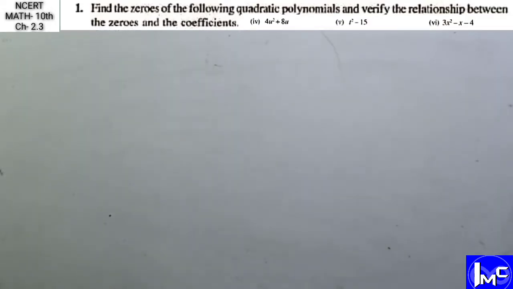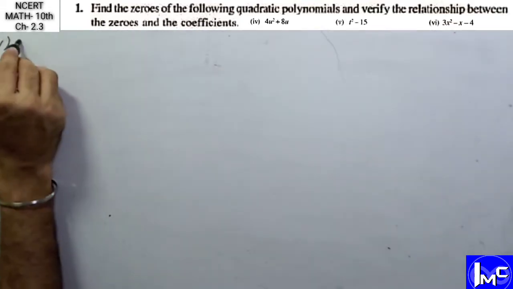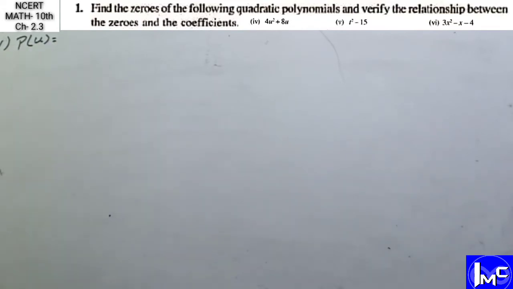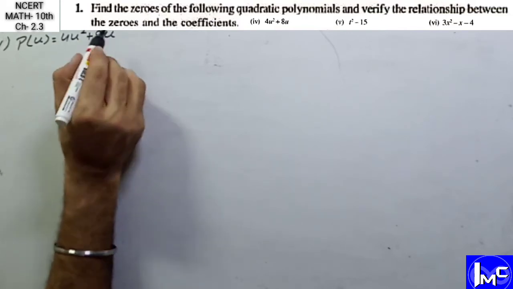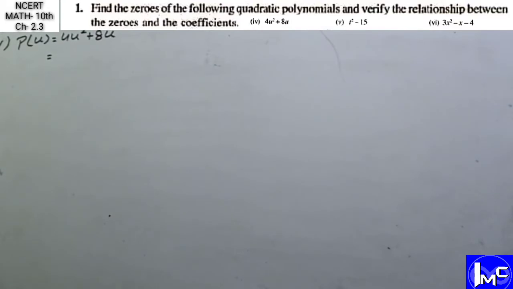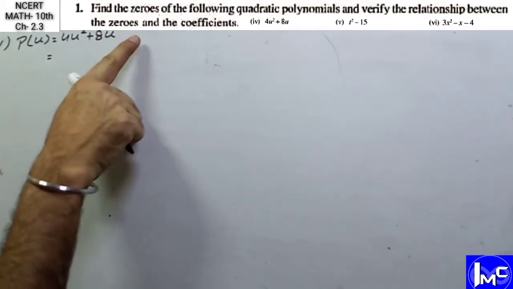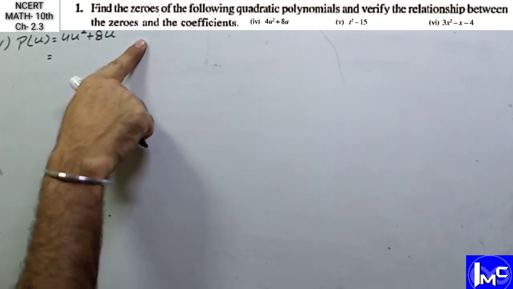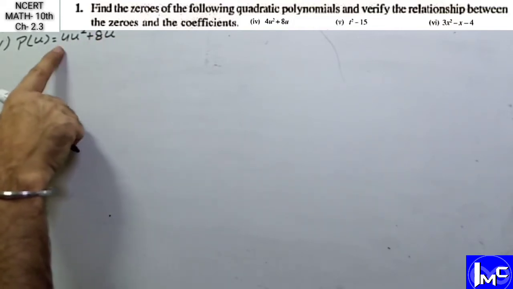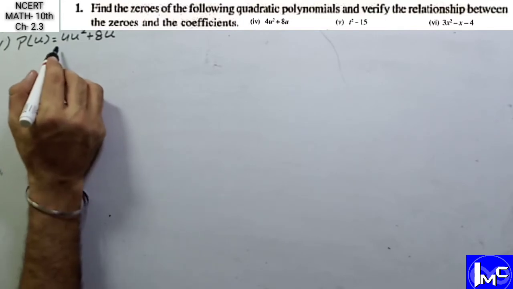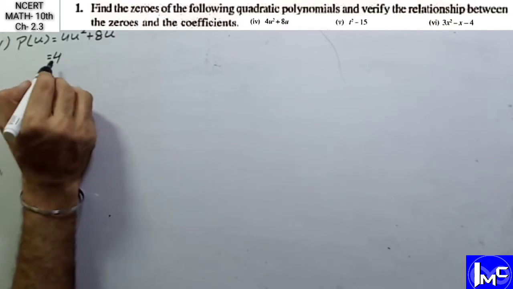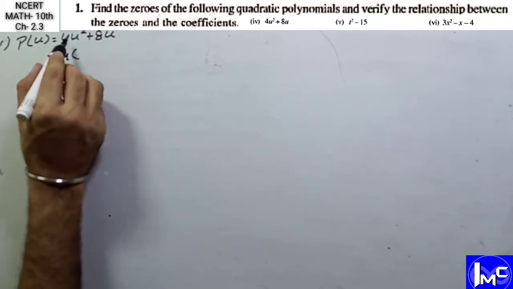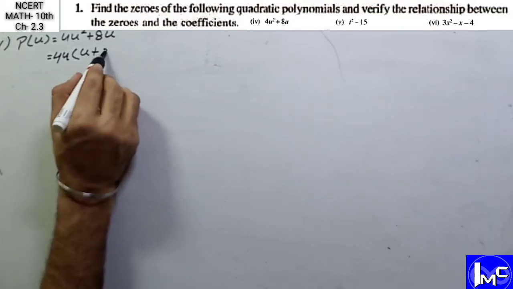Next question, question number 4, that is p(u) is equal to 4u square plus 8u. As it is a quadratic polynomial but it has no constant term, so it can be factorized easily by taking out common variables and numbers, that is 4 and u are common, so here we shall get u and u plus 2.